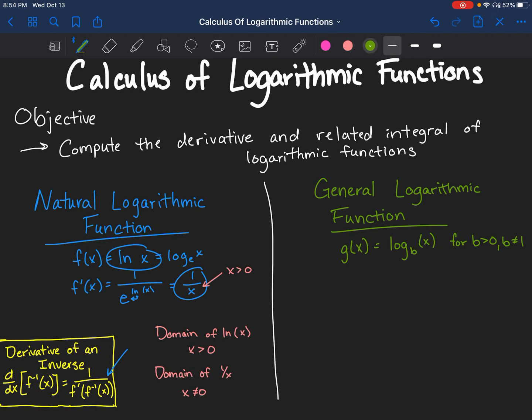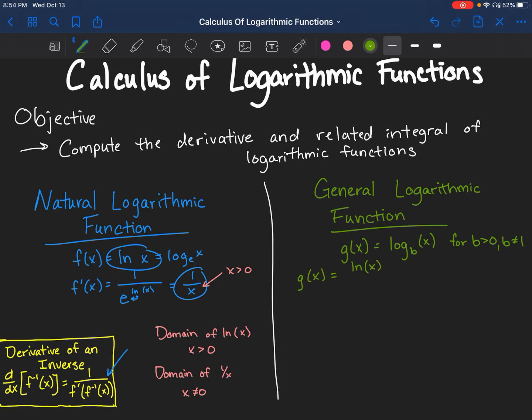So now I'm going to talk about the general logarithmic function, which is log base b of x for any base that's positive and not 1. There is a thing called the change of base formula, which is what I'm going to use first, which just basically says that if I have log base b of x, I can change it to whatever base I want it to. In this case, I'm going to use e.